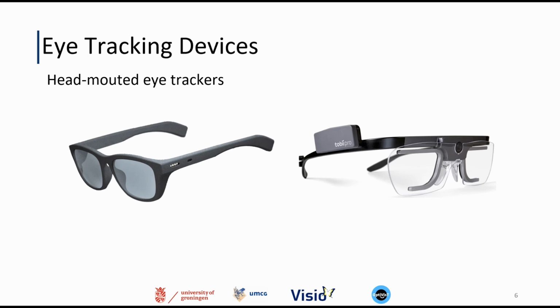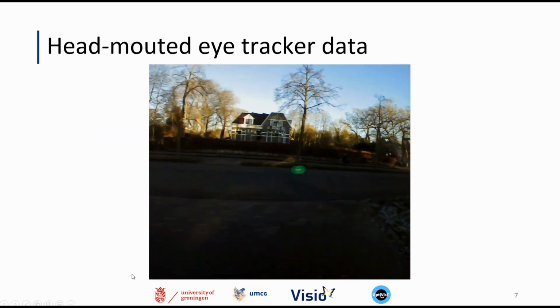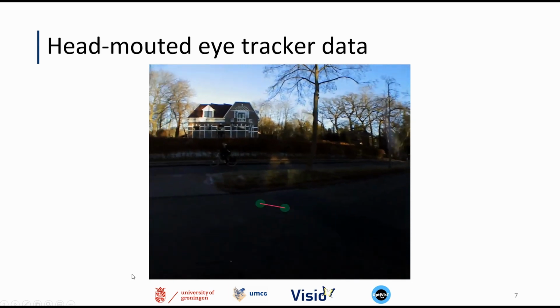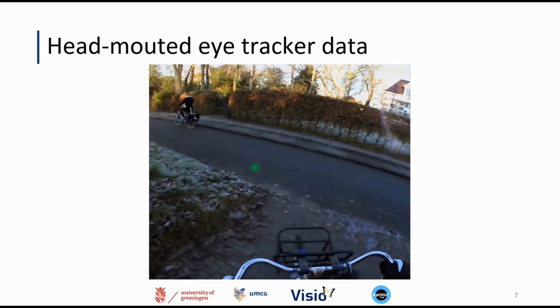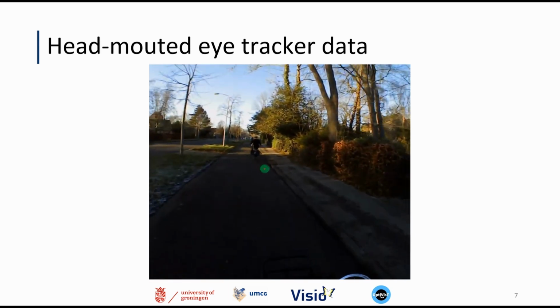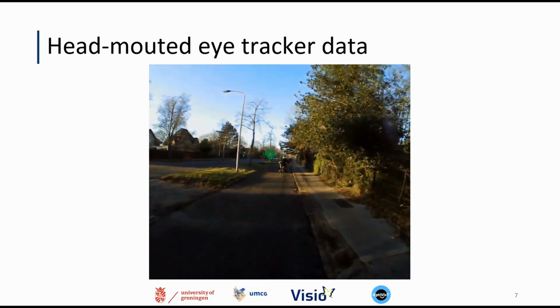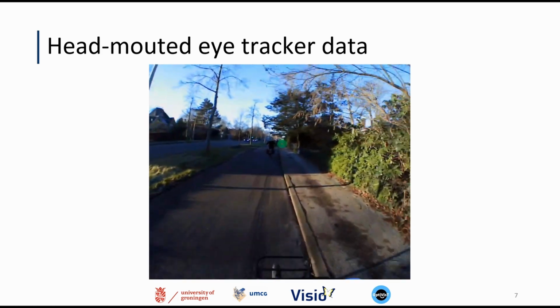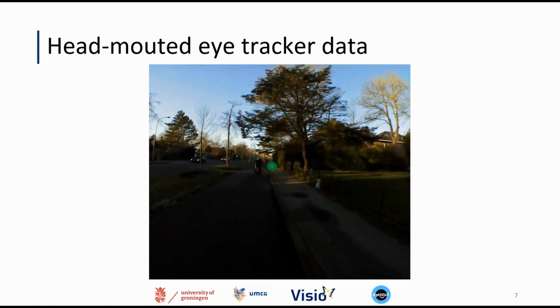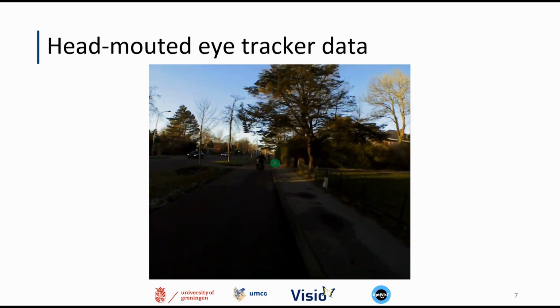So in the next slide, you can also see the output of one of these head-mounted eye trackers. So this is a recording session of a participant wearing the eye tracker while they are cycling. So you can see they don't have any limitation of how to move their head or move their body. So we can also record this even in a cycling experiment.